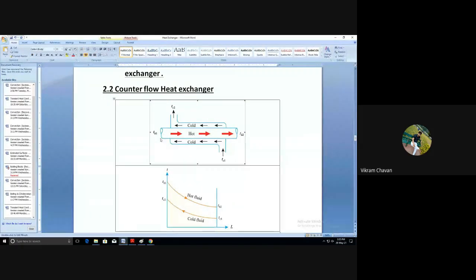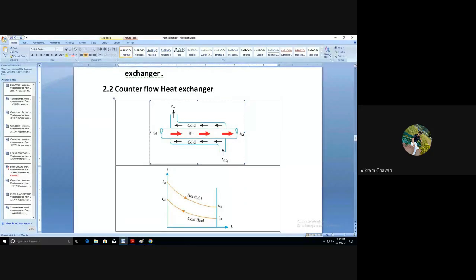In this diagram, this is once again a concentric tube type heat exchanger. The hot fluid is entering inside the tube from this side. So TH1 is the inlet temperature of the hot fluid, and it is moving in this direction. Whereas the cold fluid is entering from the opposite side, and it is flowing in the opposite direction to that of the hot fluid.